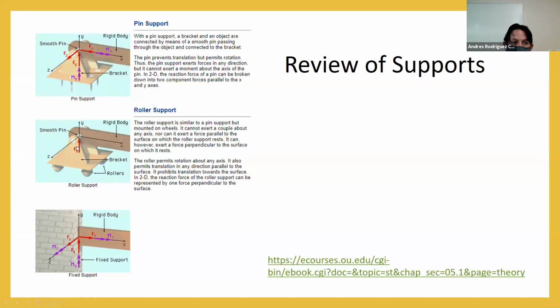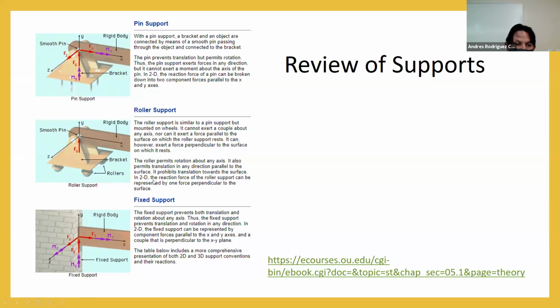In the other part, it is going to move because it's rolling on the ground. And the pin one and the fixed one are going to have reactions everywhere. Like we are going to have moments, and vertical or horizontal reactions. So it's a little bit more complex compared with the other ones.